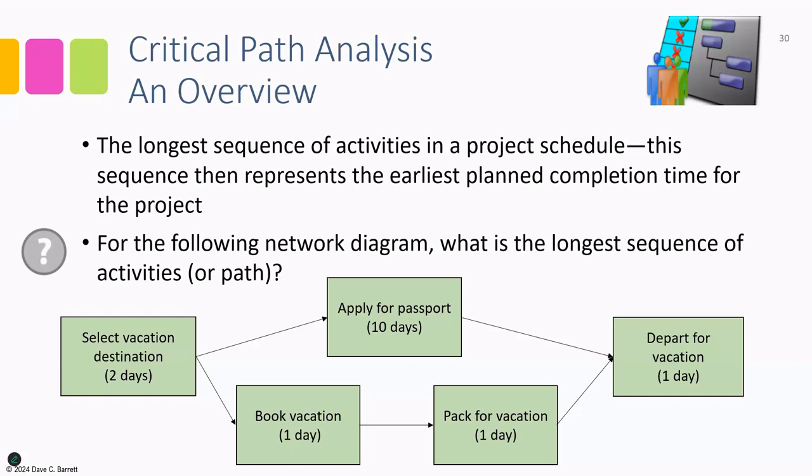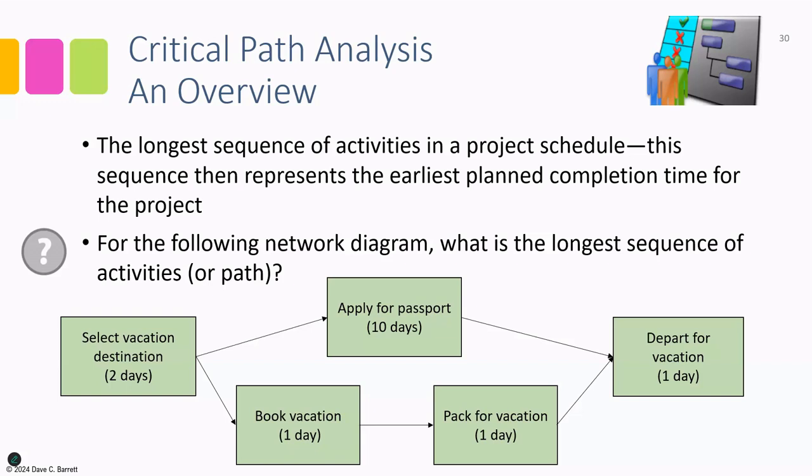Well, in this instance, there are 2 sequences of activities, or paths. There's one sequence, which is select vacation destination, apply for passport, and depart for vacation. That's one sequence. The other sequence runs along the bottom: select vacation destination, book vacation, pack for vacation, and depart for vacation. And that's the other one.